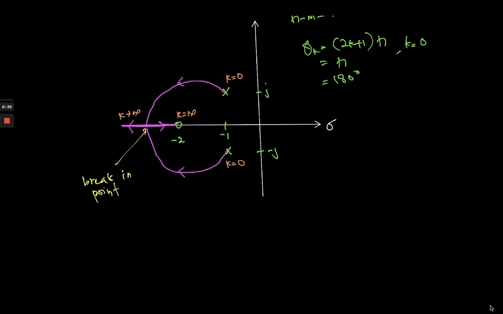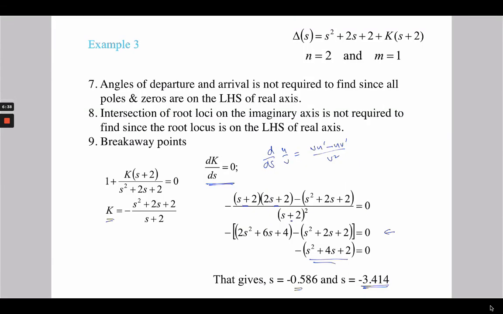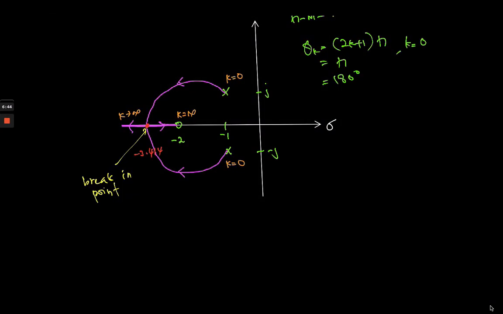So I just put it here. This point, negative 3.414, is a valid break-in point. However, negative 0.586 is located at this point, and it is not a valid break-in point.